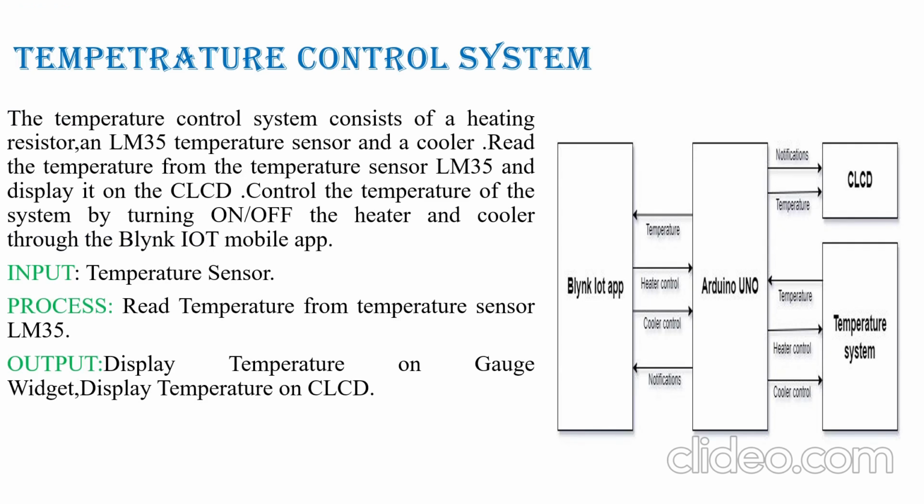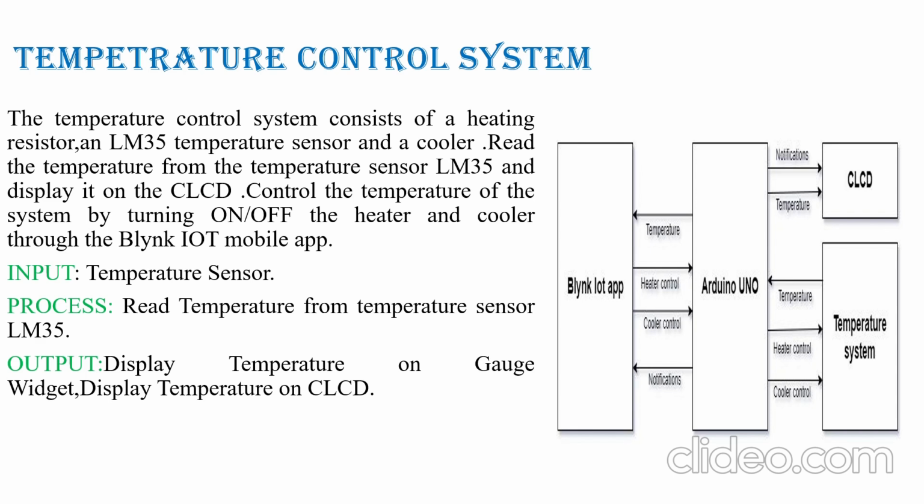Then we have the temperature control system. The temperature control system consists of a heating resistor, an LM35 temperature sensor, and a cooler. Read the temperature from the LM35 temperature sensor and display it on the CLCD. Control the temperature of the system by turning the heater and cooler on and off through the Blynk IoT app.